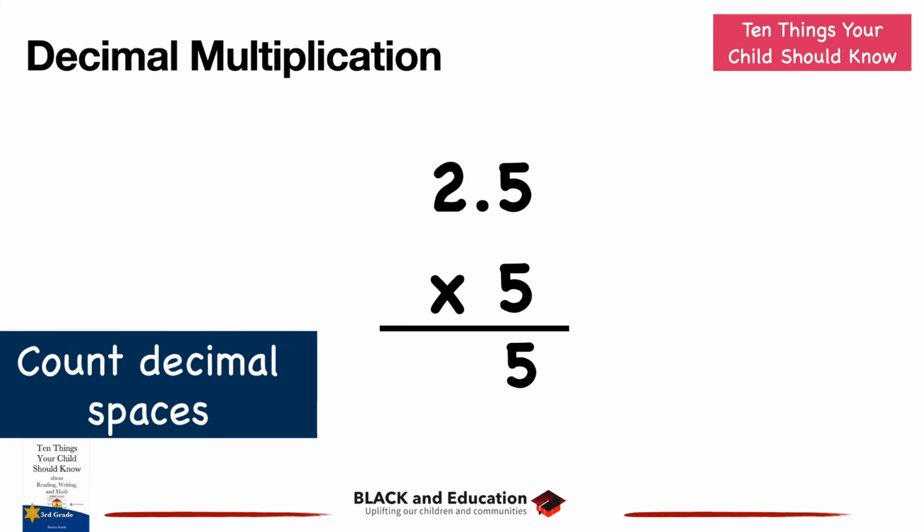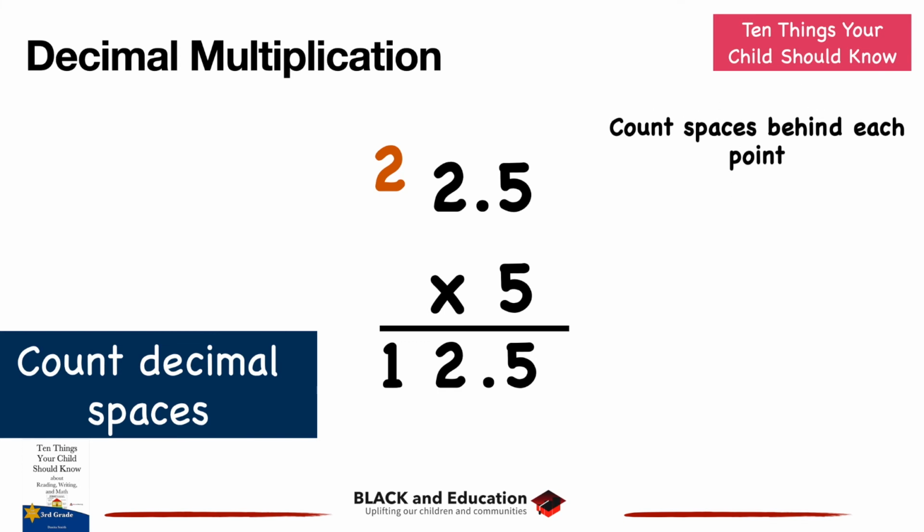So I put 5 into one's place and I carry my 2. Now I'm going to multiply the 5 on the bottom by the 2 on the top. That's going to give me 10 plus the 2 that I carry over. That's going to be 12. My answer is going to be 12.5, but how do I know that it's just one decimal place that's going to be in the answer?